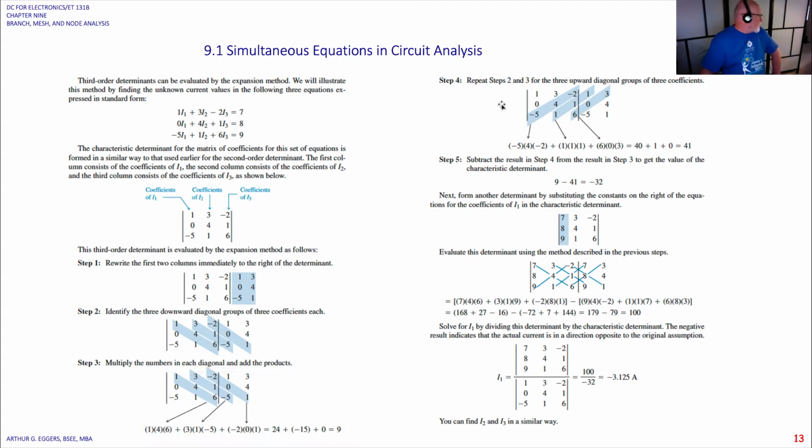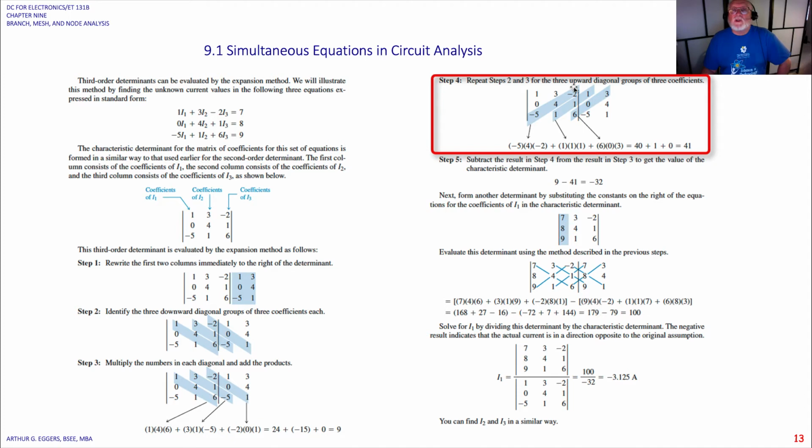Step 2 and 3, then we do the same thing, steps 2 and 3 for the 3 upward diagonaling groups of the 3 coefficients. So you can see now we have this group multiplied together, this group multiplied together and added, this group multiplied together and added. And when we take the products and the sums, we end up with 41.